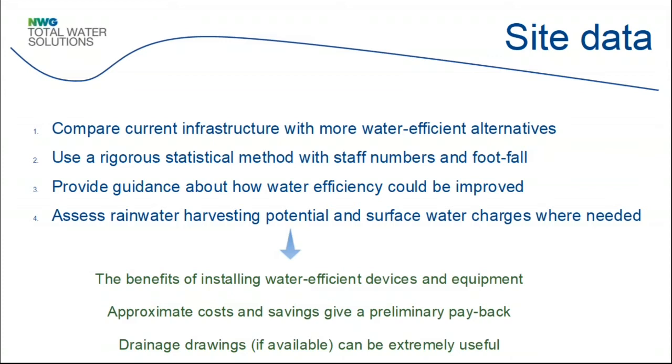Now, I've mentioned rainwater harvesting and surface water management a couple of times. Those things are becoming increasingly popular. The two are slightly different. Rainwater harvesting is about collecting rainwater to reuse elsewhere. Surface water management tends to be about managing water that falls onto things like car parks and then drains into a sewer. And many companies are interested in assessing what the benefits are of capturing and reusing rainwater.